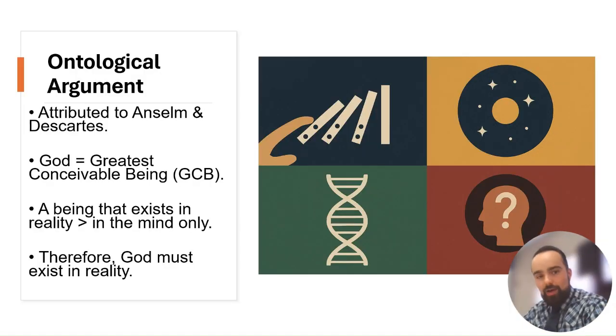So we'll keep going through the outline here. Basically, the ontological argument is attributed to Anselm and Descartes especially. Descartes' argument was a little weaker, but it's looking at God as the greatest conceivable being, or the maximally great being.